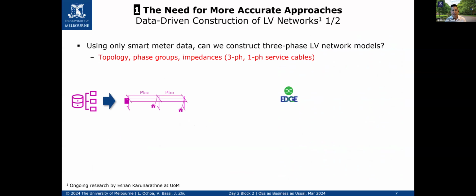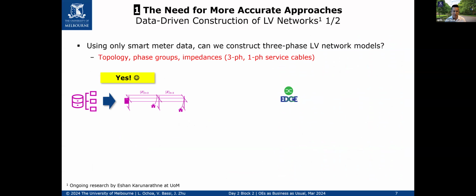Moving on, let's talk about data-driven construction of low voltage networks. So can we, using only smart meter data, construct 3-phase low voltage networks? So we're talking about topology, phase groups, impedances. And we were talking yesterday that actually it's very difficult to put them together, right? Project EDGE was taking weeks, in some cases months, because of the visits that they need to go and check visually and multiple iterations in terms of what is working, what is not working.